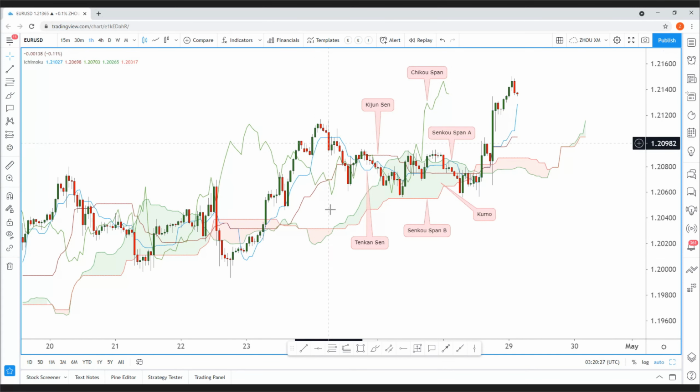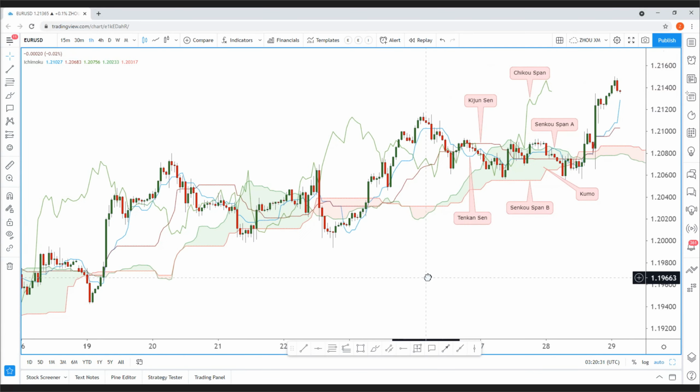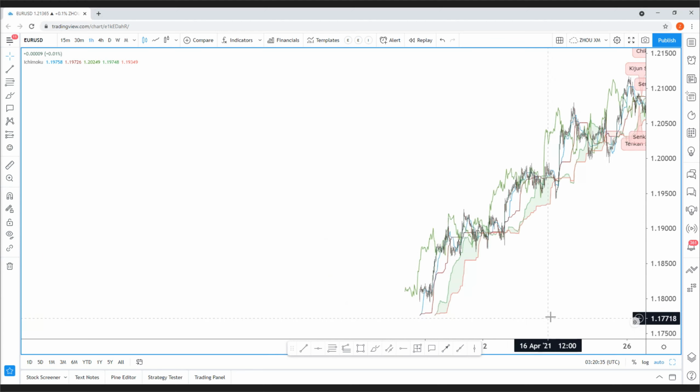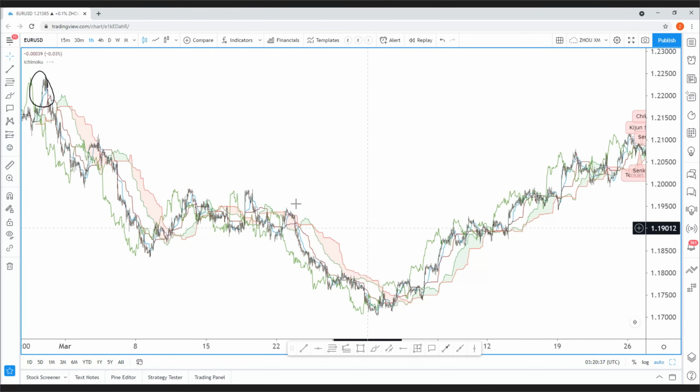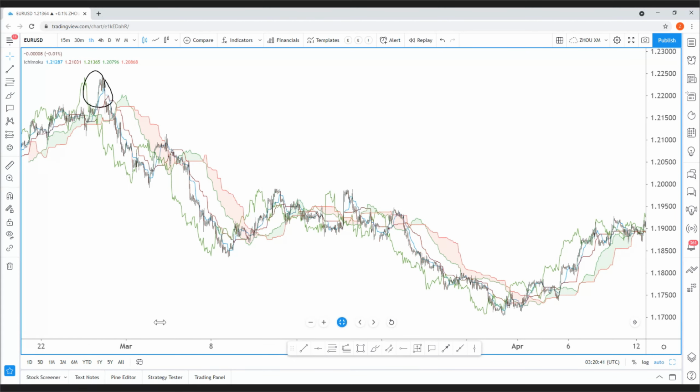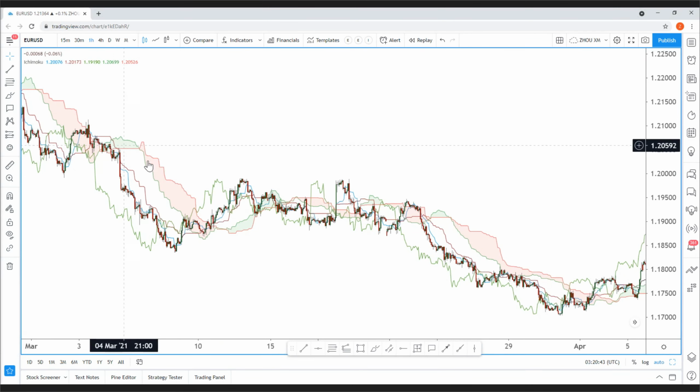So if price is higher than the cloud, it is a bullish trend in prices. However, if the cloud is above the prices, you can see here the cloud now is above the prices. It is in a bearish trend, so it is in a downtrend if the cloud is above the prices.